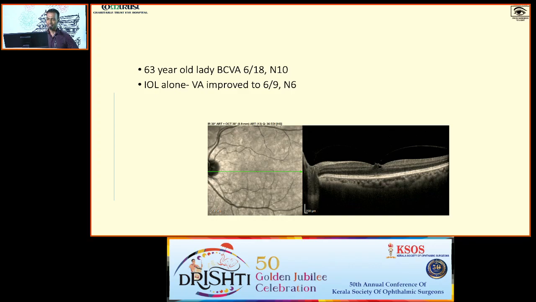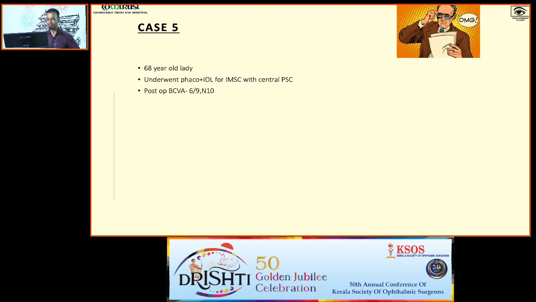And this is an old lady with a BCVA of 6/18 and N10, and she has a vitreomacular traction, but as Dr. Anubhav pointed out, this is just a focal VMT. Outer layers appear intact, so she may not need vitrectomy. She did well with just the IOL alone. So outer layers have to be clearly looked at.